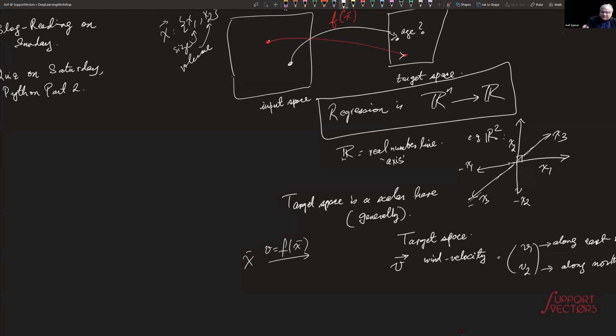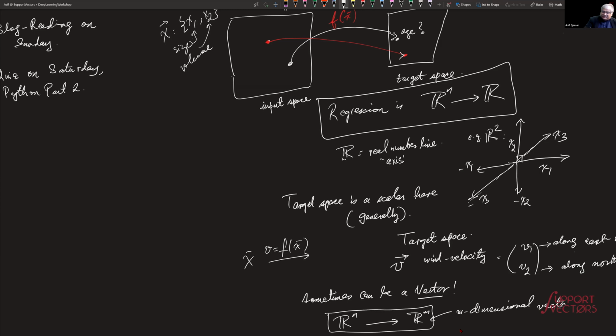Are we together, guys? So the target space sometimes can be a vector. So from Rn, you are going to Rm, an m dimensional vector. So this is an illustration, but I won't use this example to keep it simple. Just think of regression as going from n-dimensional space to a number, because that's simple. That's how we develop our intuition. But we keep in the back of our mind that, yes, something like this also could occur. Are we together?